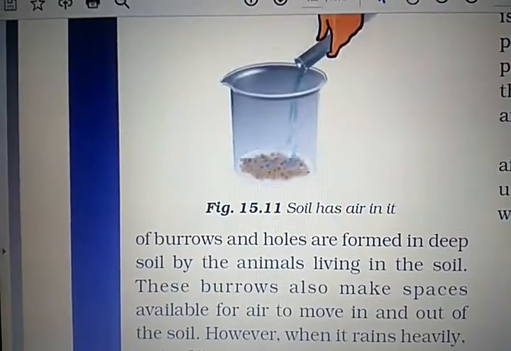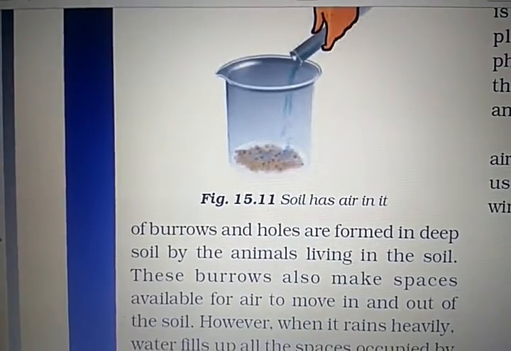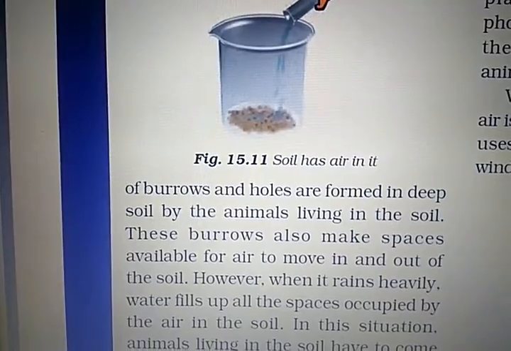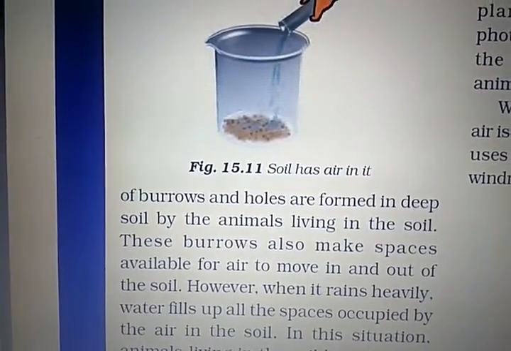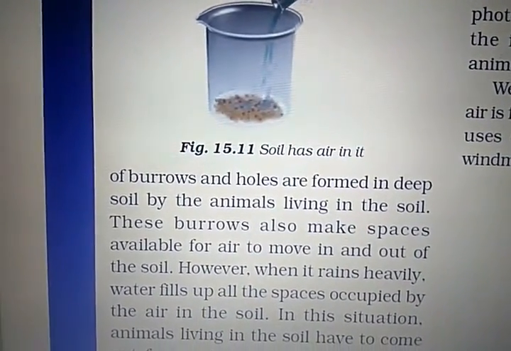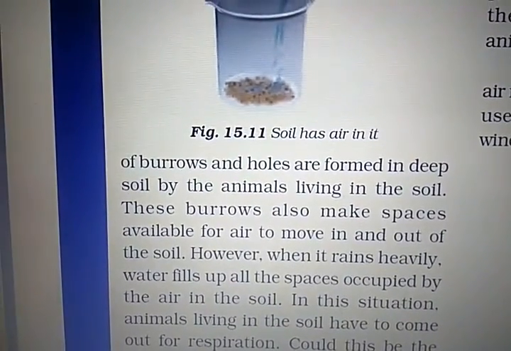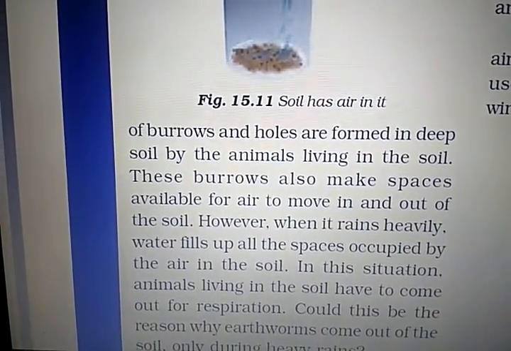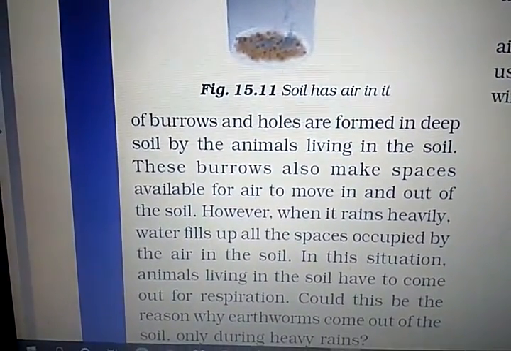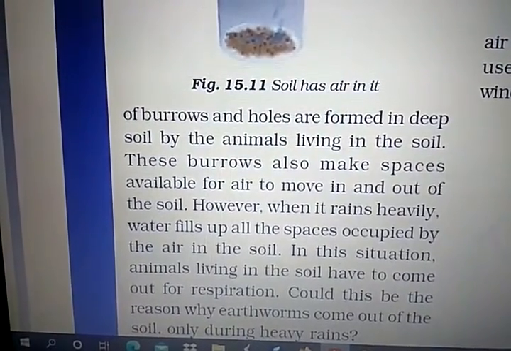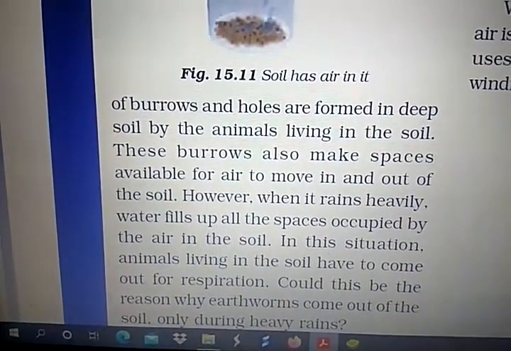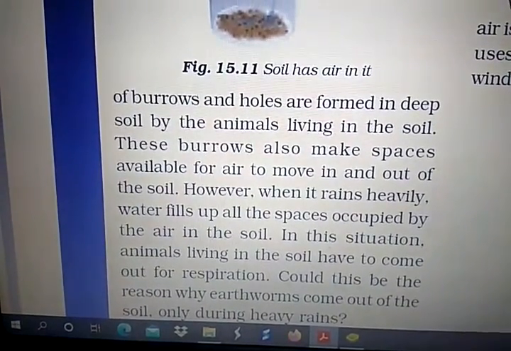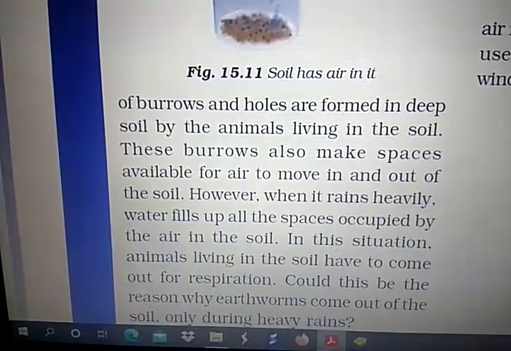A lot of burrows and holes are formed in deep soil by animals living in the soil. These burrows also make spaces available for the air to move in and out of the soil. However, when it rains heavily, water fills up all the spaces occupied by the air in the soil. In these situations, animals living in the soil have to come out for respiration. So could this be the reason why earthworms come out of the soil only during heavy rains? Due to this reason only.